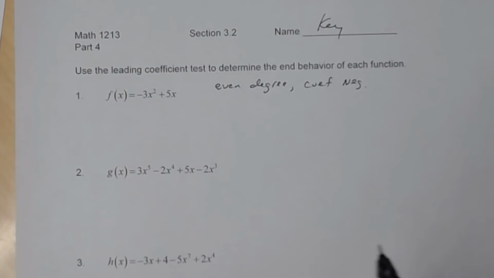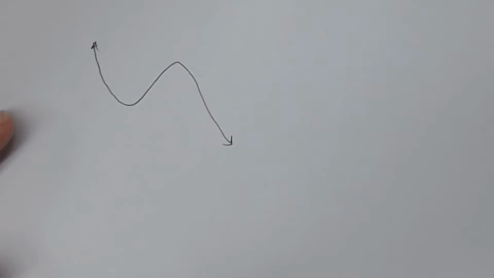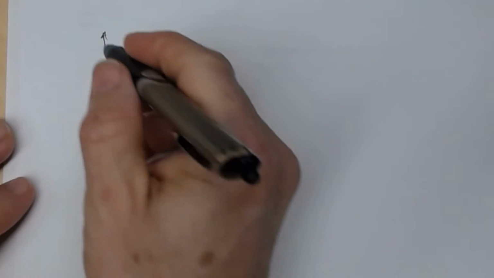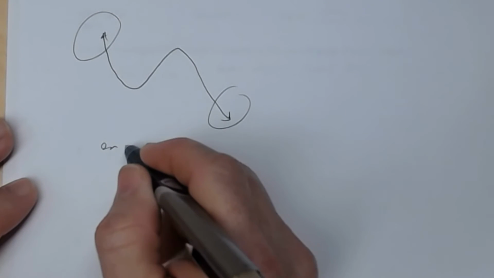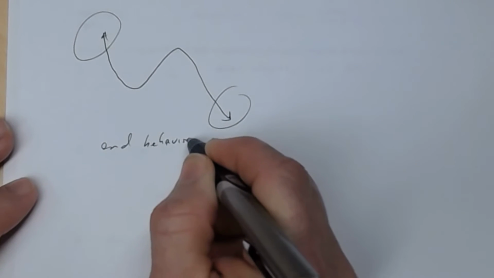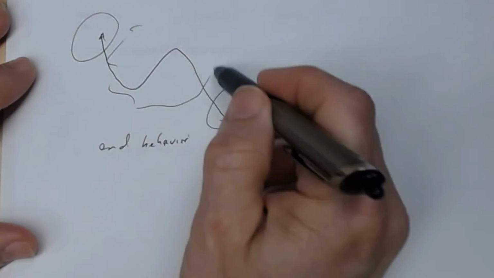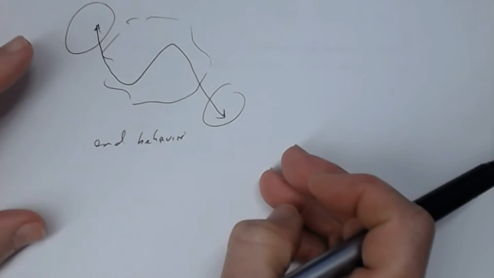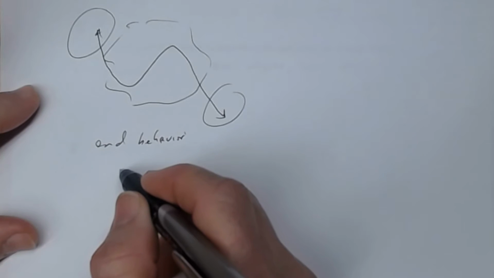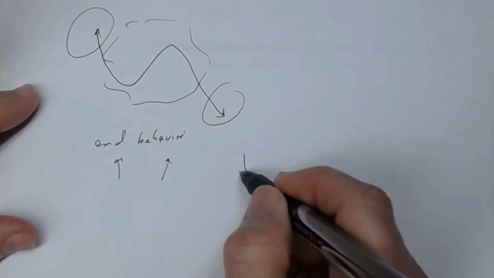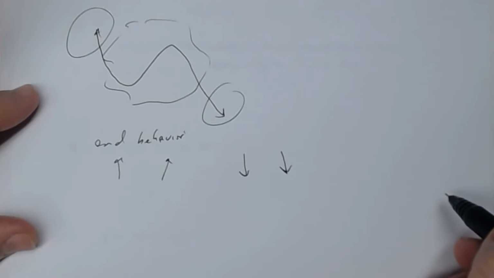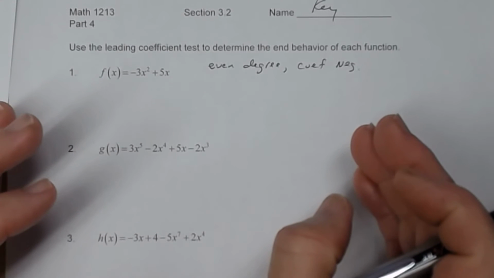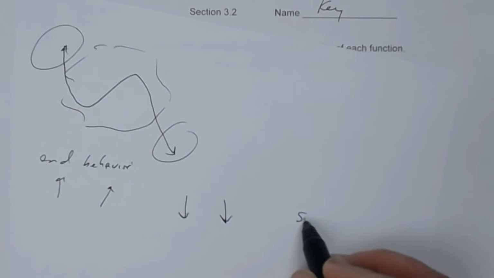If the degree is even, remember, we are talking about end behaviors here. So what happens on the outside? I don't care what happens in between. It's what happens on the outside that the leading coefficient test talks about. If the degree is even, the end behaviors will either both go up or both go down. Both sides will be pointing in the same direction. Just think same direction.